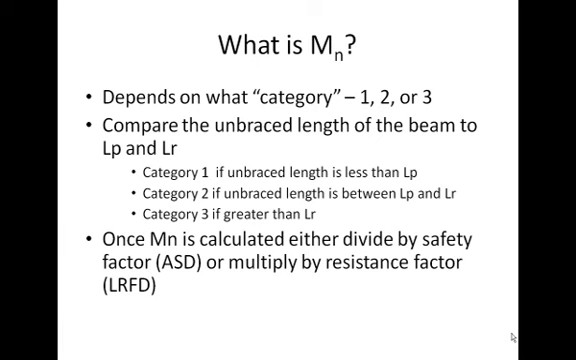The next thing you're going to have to look at is what is the formula that you're going to use for MN. And that depends upon what category your beam falls under. Is it category 1, category 2, or category 3? You will determine that by comparing your unbraced length LB against the dividing lines that we talked about previously, L sub P and L sub R. Once you determine what category you're in, each category has its own formula to calculate MN.